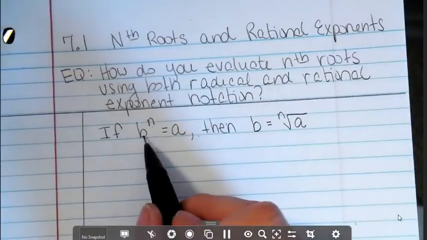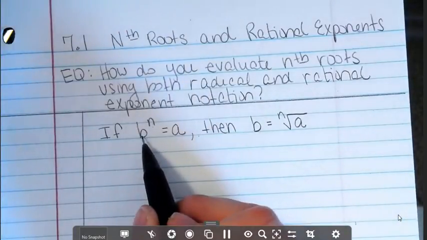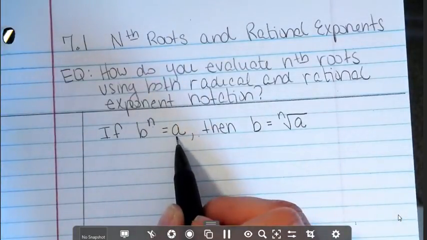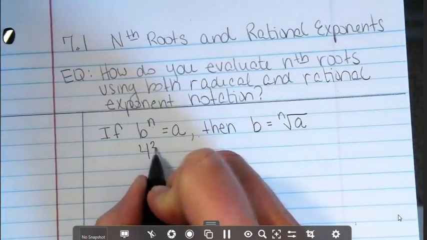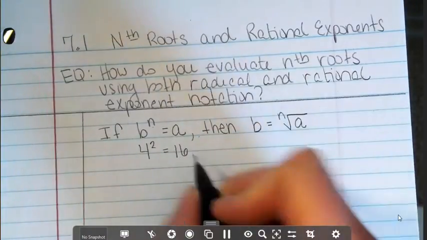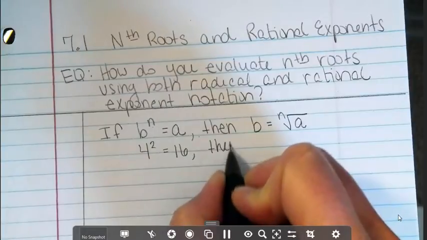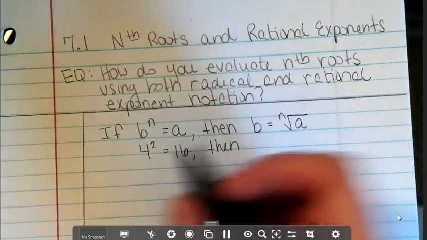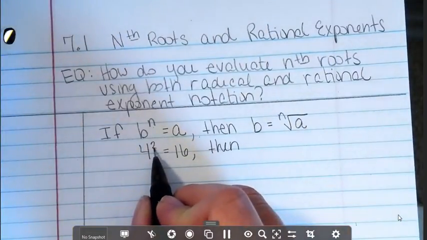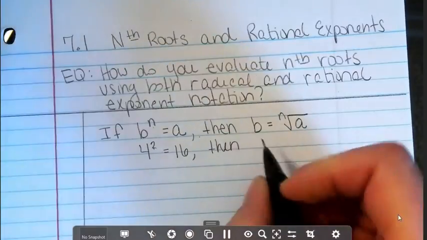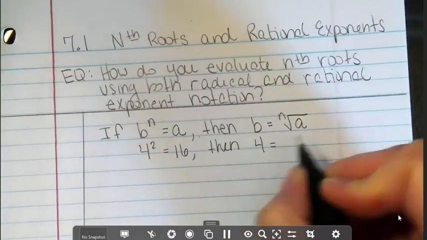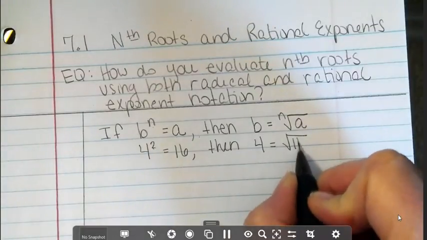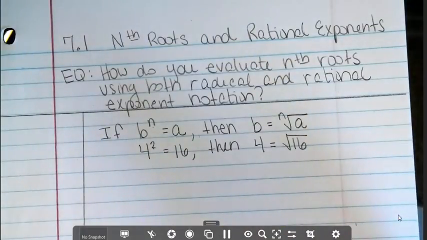Just like, for example, let's pretend that this is squared, right? So let's pretend this is 4 squared equals 16. Okay, so 4 squared equals 16. Then I would know that if I take the square root of this, whatever this power is, take that root, then I would get 4 equals the square root of 16, which would be true.